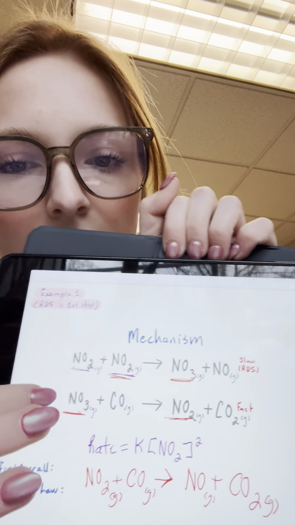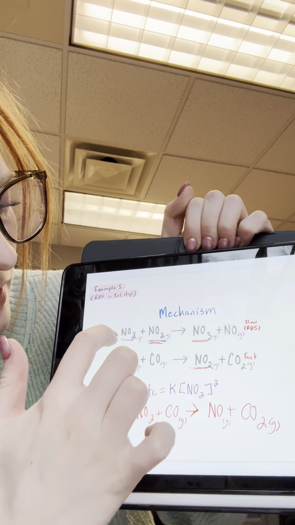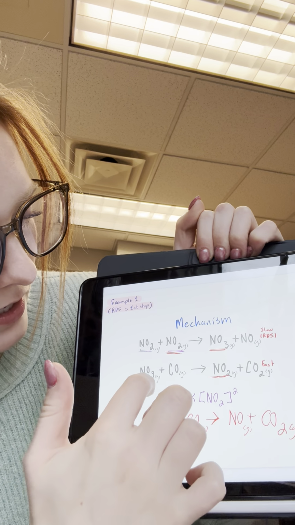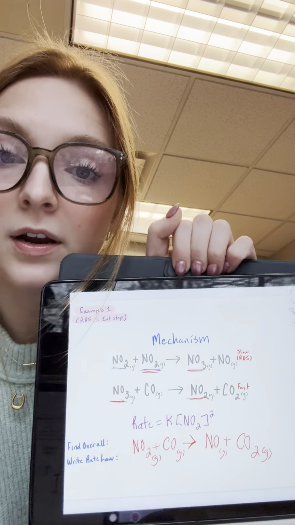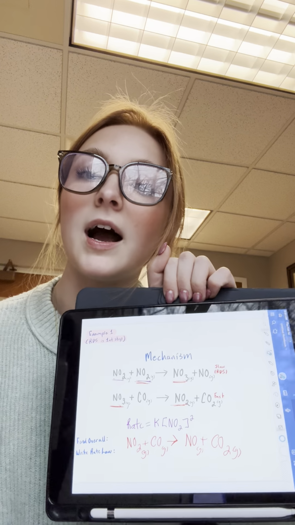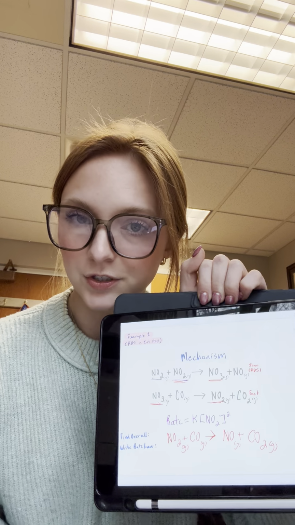To start off, I'm going to look at a simpler mechanism where the RDS, or the slow step, is the first step. Now, from a mechanism, you can derive a rate law and you can find the overall equation. You can also prove that your mechanism is valid by comparing it against a given rate law and overall equation, or overall reaction, I'm sorry. So on this mechanism here, the purple, I have the intermediates, the red, NO3 and NO3, NO2 and NO2, those are our intermediates, so they get crossed out. I always find the overall reaction first because then you find your intermediates and it helps out for later on when you're doing your rate law.